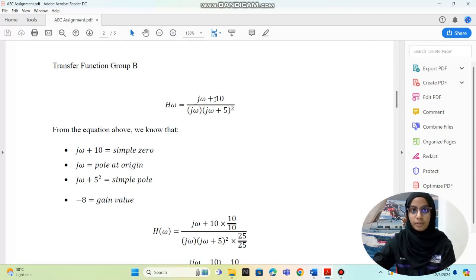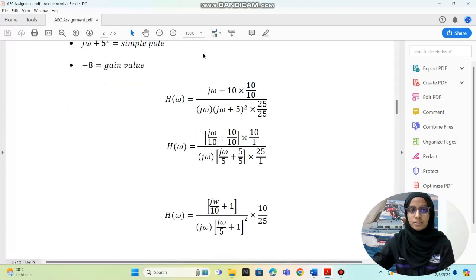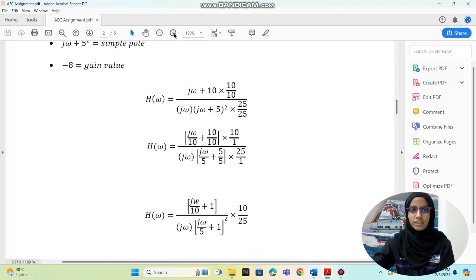H(jω) = (jω + 10) / [(jω)(jω + 5)²]. From the equation above, we know that jω + 10 equals a simple zero, that is the numerator, and jω equals a pole at the origin, that is the denominator, followed by (jω + 5)², also in the denominator, but it is a simple pole. So we will get at the end negative 8 as the gain value. For the parts of the calculation, I've already stated here.